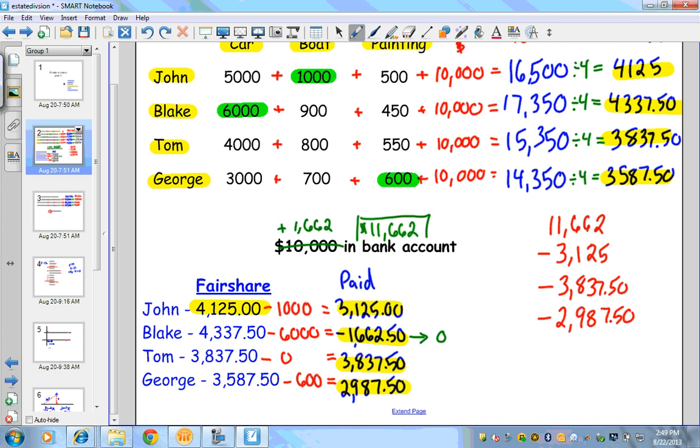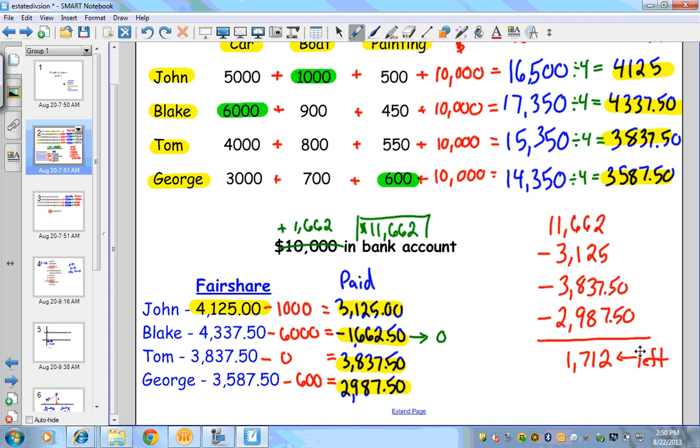and then you're going to subtract what George is owed, $2,987.50. Okay? And so you're going to subtract that money and figure out how much cash is left in the bank account after paying off John, Tom, and George. And after doing this subtraction, we find out that there is $1,712 left in the bank account. This is what is left over after all the heirs have gotten paid.